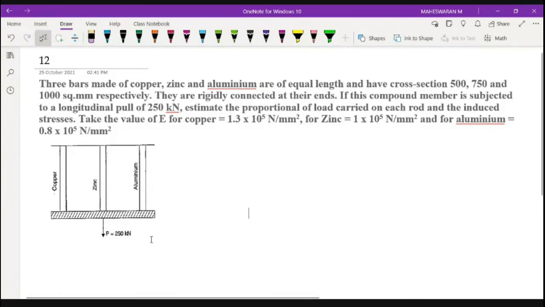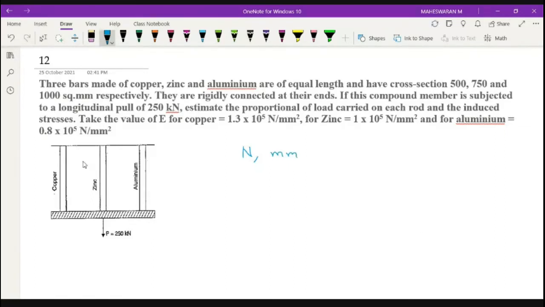So in that case, what will be your load? They are asking what is the load, not the stress. Sorry, they are asking both: what is the load and stress on the copper, zinc, and aluminum bars. They mentioned the Young's modulus and other data. For this problem, first let us fix our units. I'm going to solve this in Newton and mm, so make sure everything is in Newton and mm.